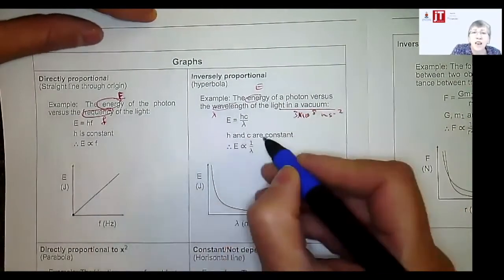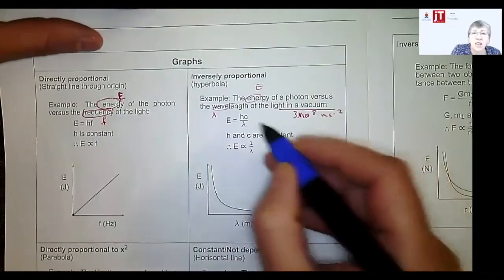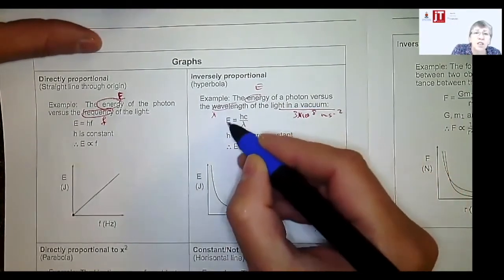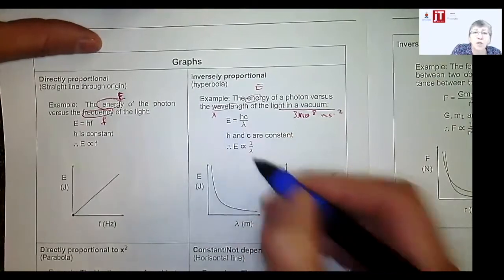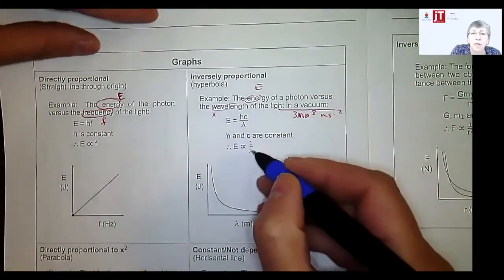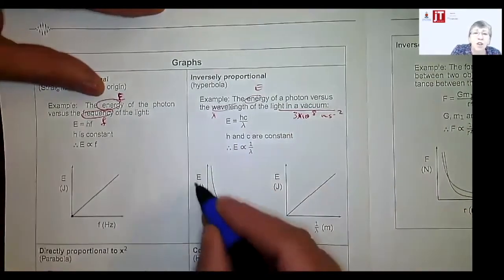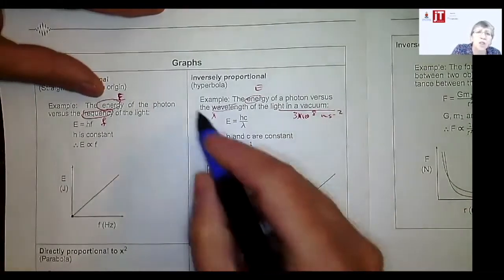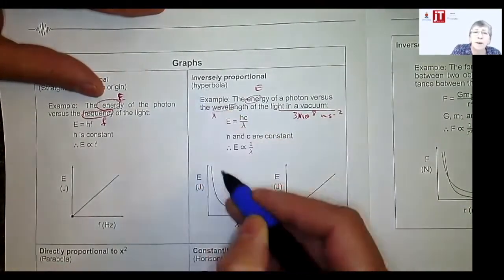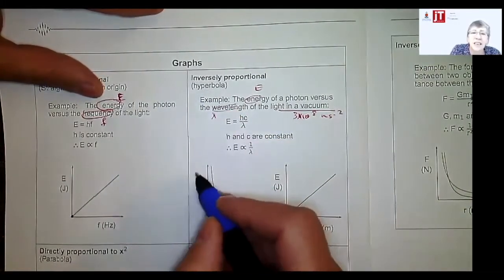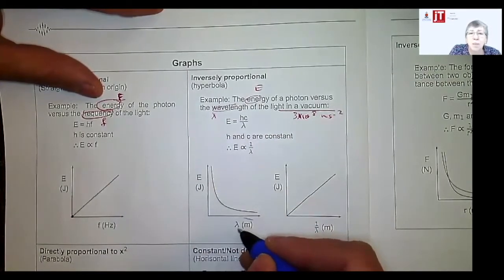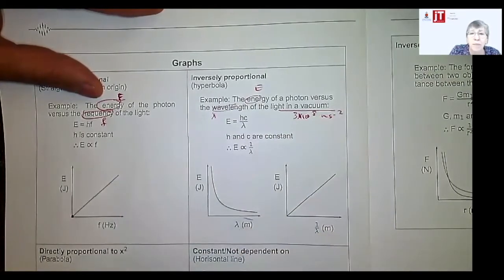So h and c are constant. And if that is constant, then E is inversely proportional to wavelength. If I have to show that on a graph, I will use a hyperbola. The hyperbola indicates that E is inversely proportional to lambda.